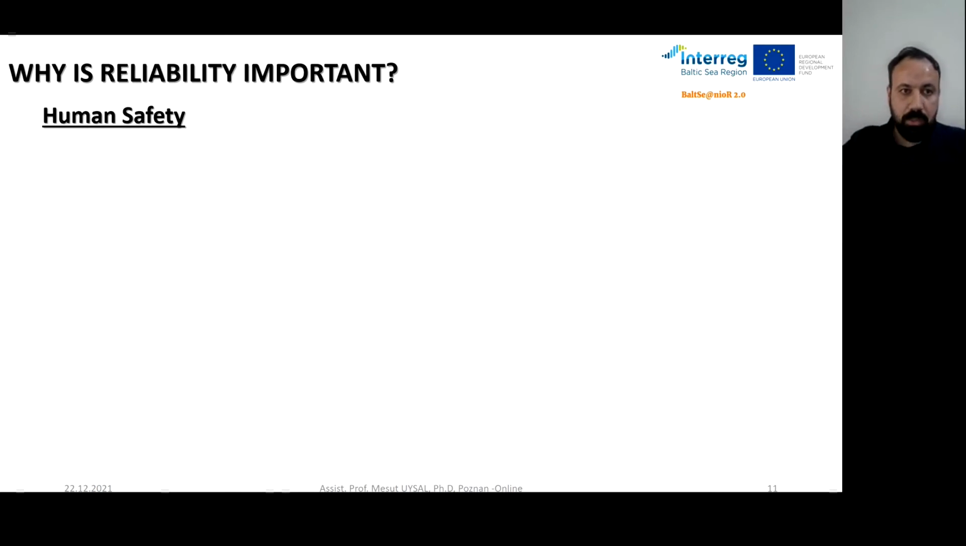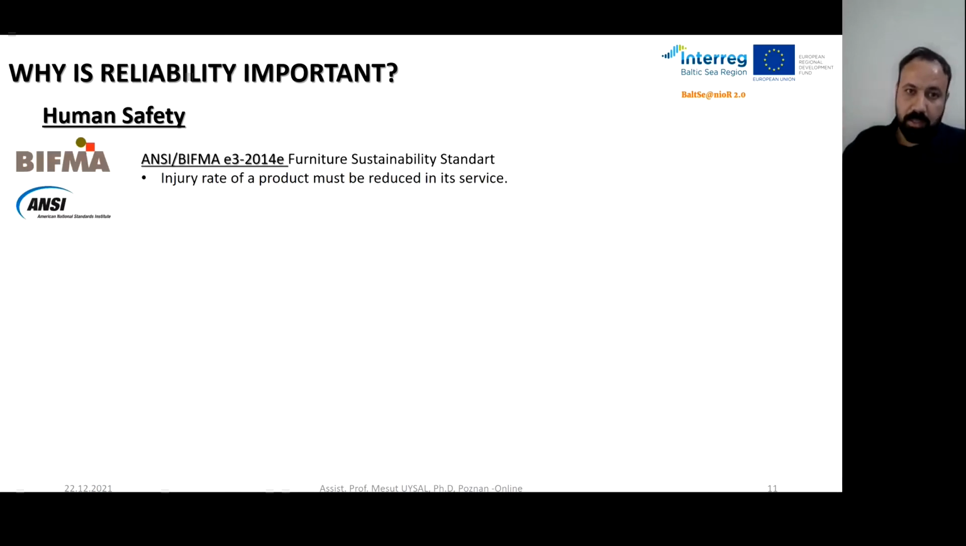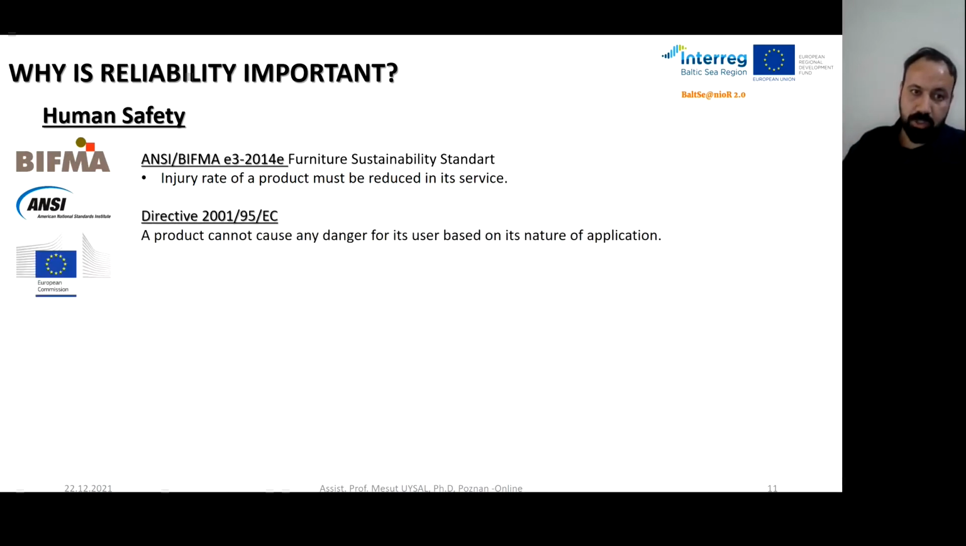And let's jump to human safety. The BIFMA and ANSI furniture sustainability standard says that the injury rate of a product must be reduced in its service. And also, the European Commission says that a product cannot cause any danger for its user based on its nature of application. So legislation dictates that. So human safety must be considered in furniture production.